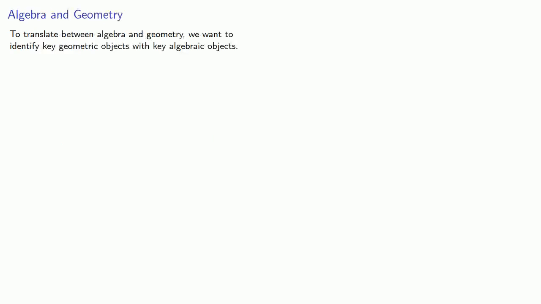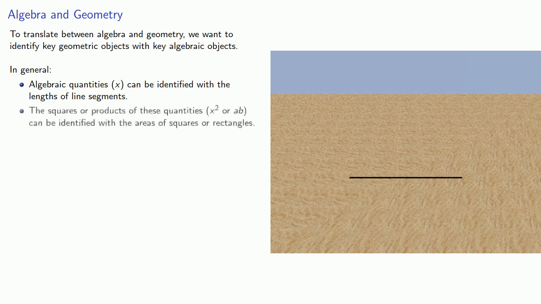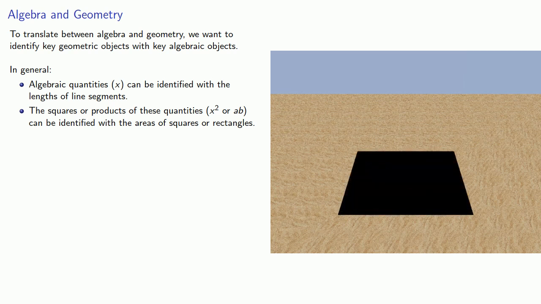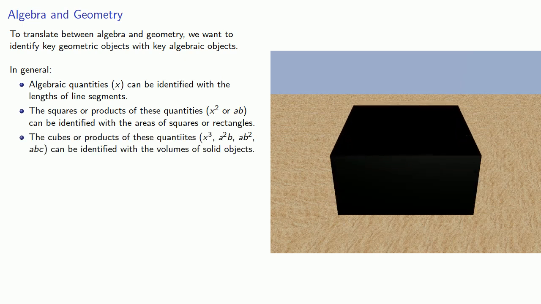To translate between algebra and geometry, we want to identify key geometric objects with key algebraic objects. In general, algebraic quantities, x, can be identified with the lengths of line segments, and that means the squares or products of these quantities, x squared or ab, can be identified with the areas of squares or rectangles. If we look at cubes or products of these quantities, we can identify those with the volumes of solid objects. And the fourth powers of these quantities are non-geometric, and so there is an inherent limitation to geometric algebra. Or is there? We'll take a look at that in a bit.